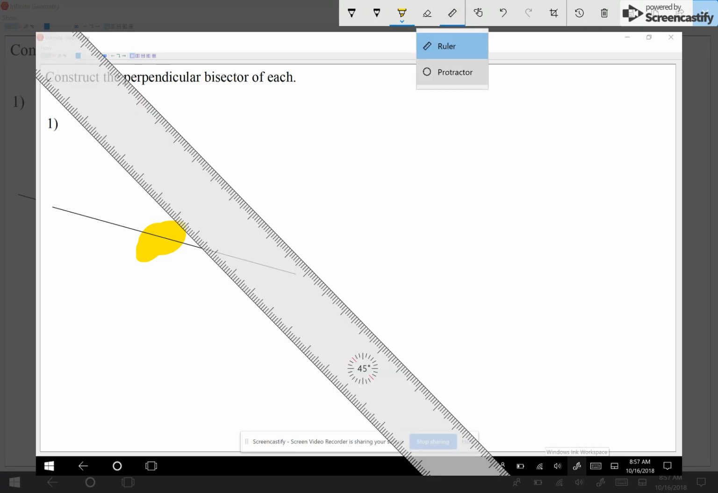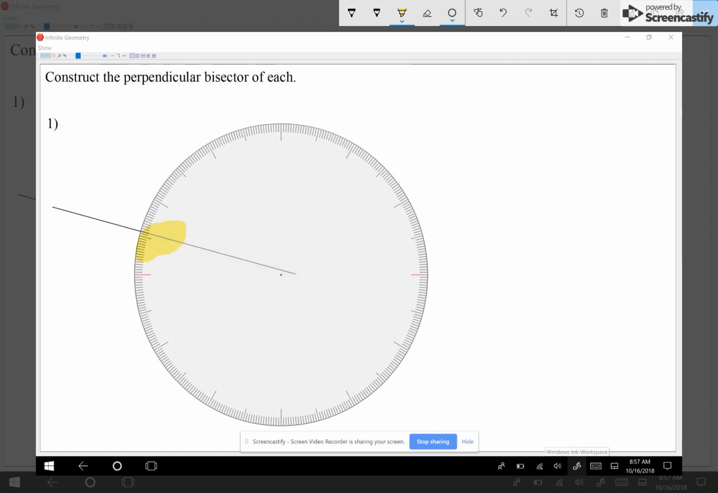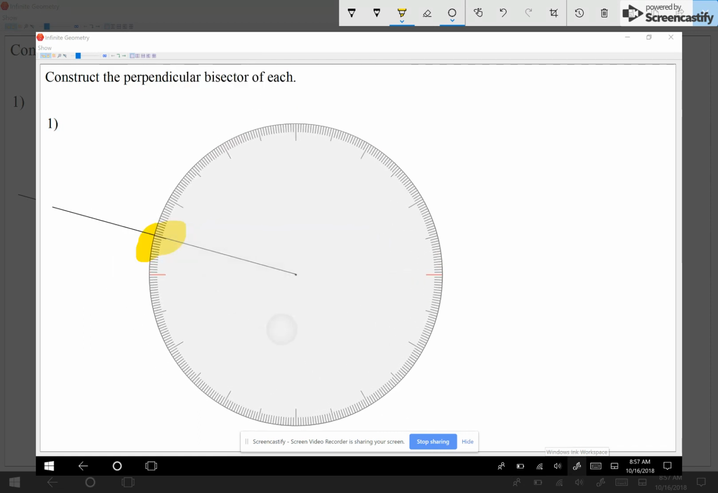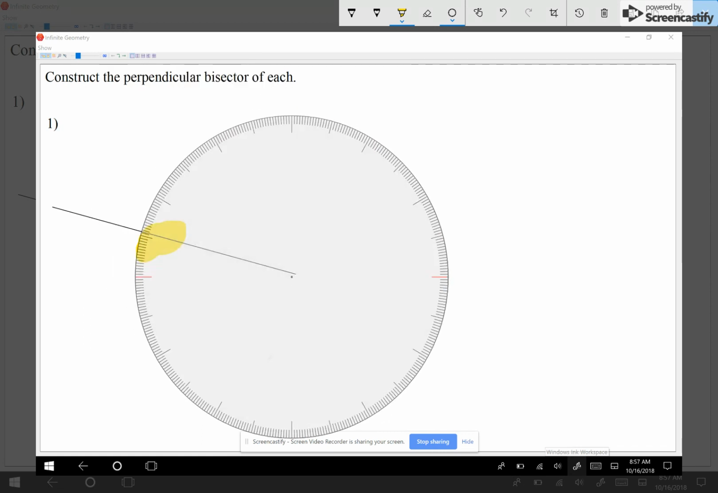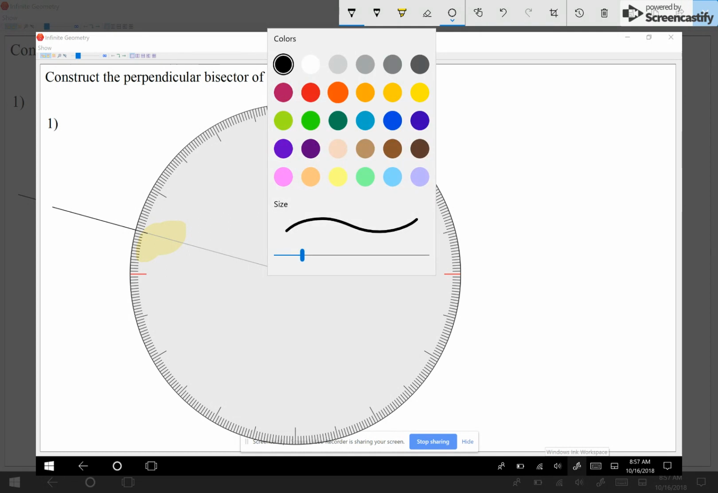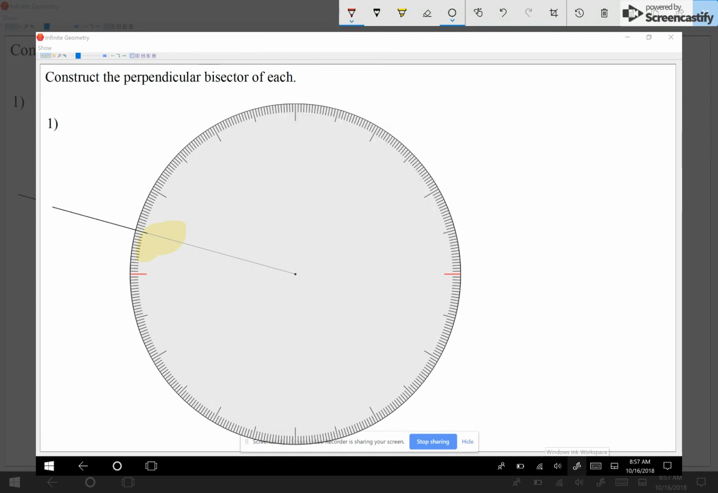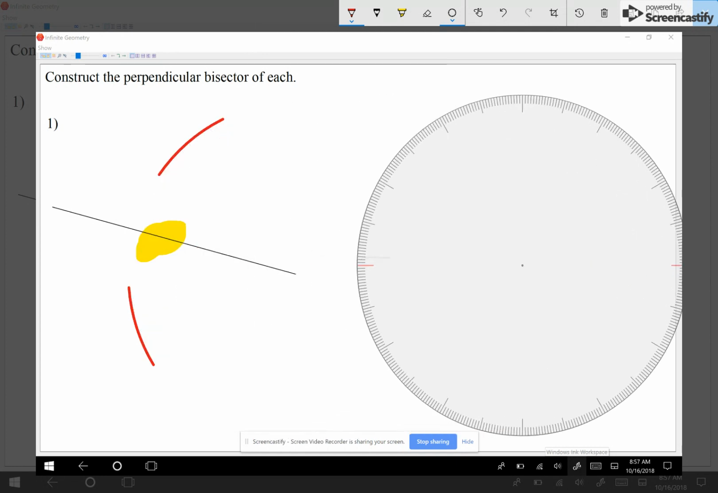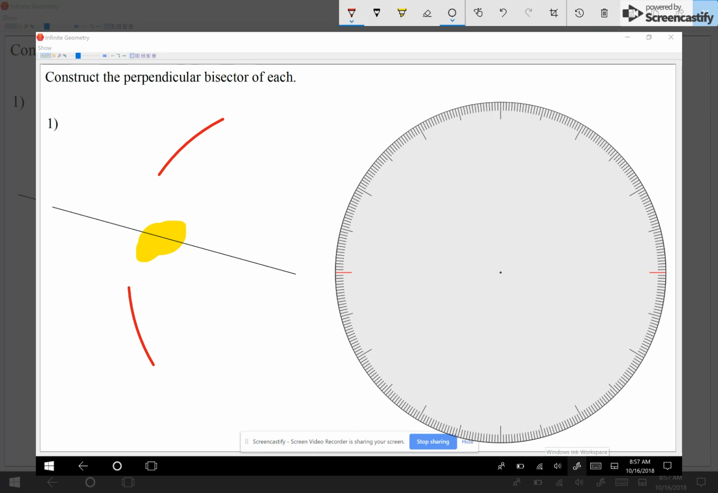So we're going to get our compass. I'm going to center it at one endpoint of the segment, and I'm going to make sure my pencil part goes more than the middle. Like I said, we had a rough idea where the middle is, so I'm going to go past the middle, and I'm going to do an arc on one side of the segment and an arc on the other side. It should look something like that. I'm going to make an arc on each side of the segment.